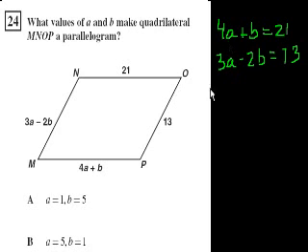So let's see. They want us to solve for both. Let's see if we can cancel out b. So let's multiply this top equation by 2. So times 2. And I'm doing that to cancel out the b's.